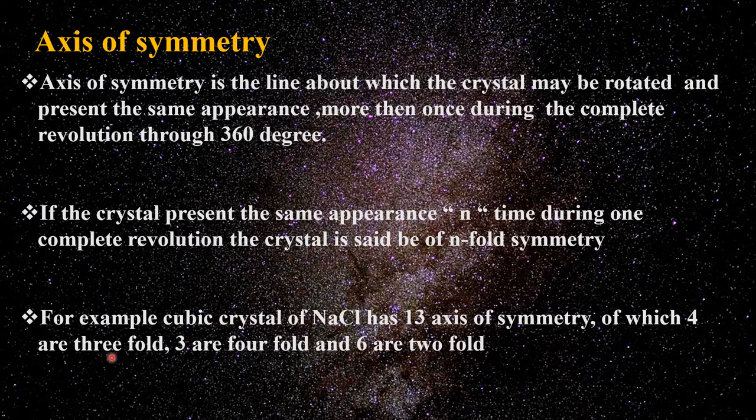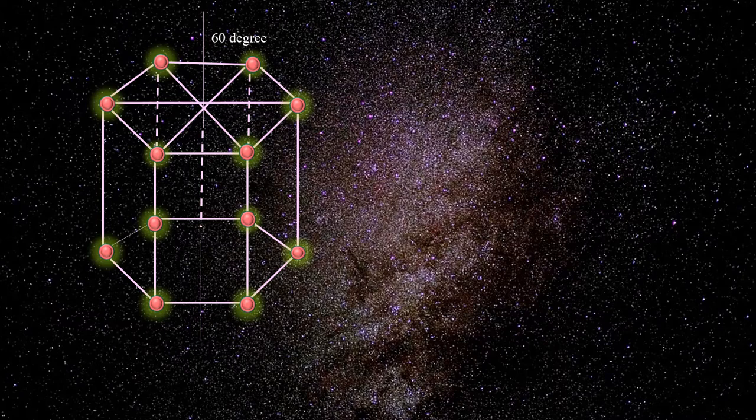For example, the cubic crystal of sodium chloride has 13 axes of symmetry, of which 4 are threefold, 3 are fourfold and 6 are twofold axes of symmetry. Now let's discuss how we can understand these axes of symmetry.